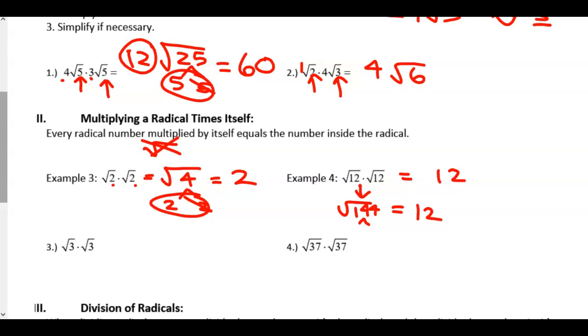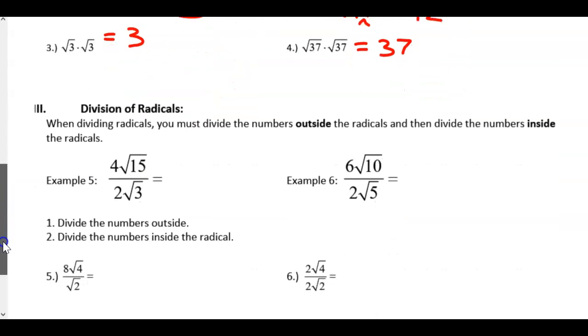The square root of 3 times square root of 3 is what? Just 3. Easy. Square root of 37 times square root of 37 is what? 37. Okay? So again, square root times itself is that number without a square root sign. All right, I said it like 4 times now.